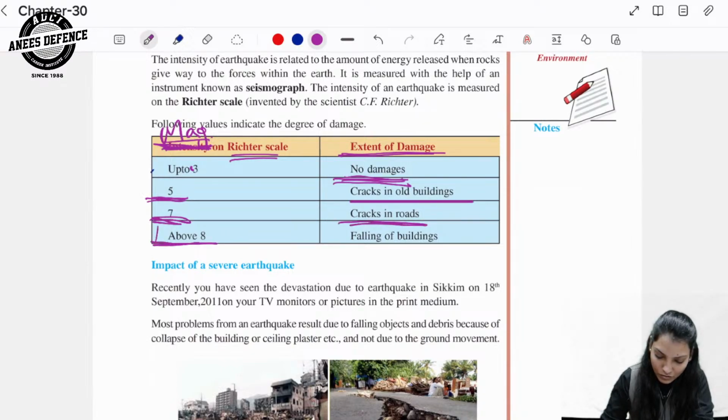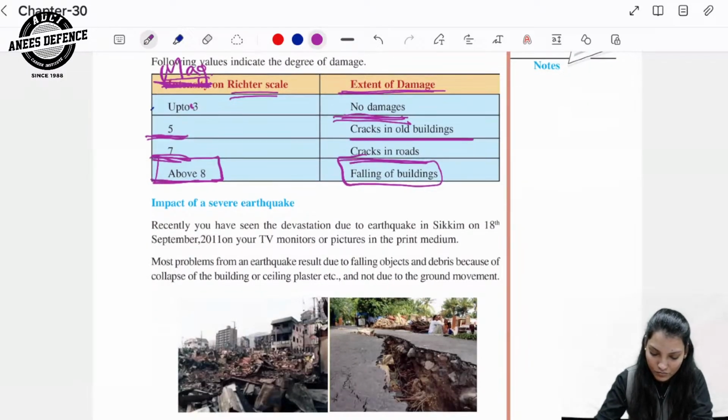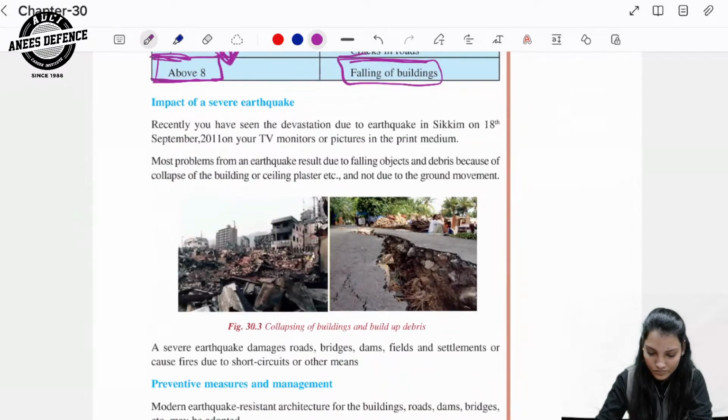If it is above 7, then we will consider this a severe kind of earthquake, where there is falling of buildings. So above 5, we will consider it a major earthquake. Above the 5 on the Richter scale, we are using the Richter scale, and on that particular scale, above 5, we can consider this earthquake a severe kind of earthquake.